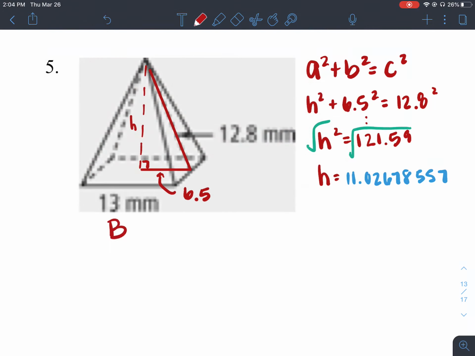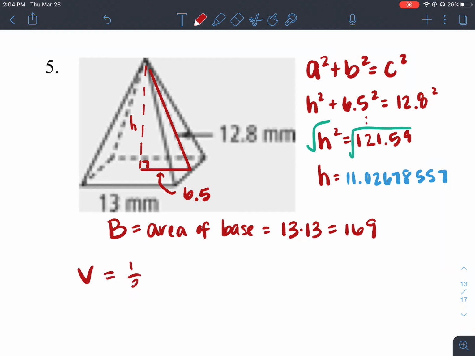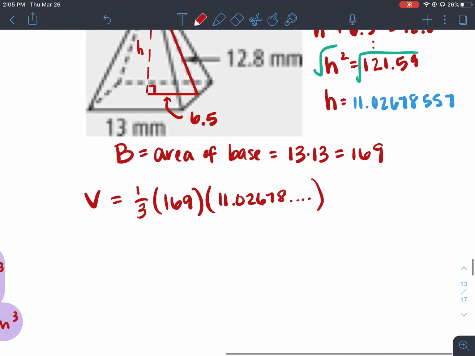I still do need to know my capital B, which remember that's the area of the base. So for us, that's going to be 13 times 13, or 169. So then my volume is 1/3 my area of my base times my height, which is 11.02678, blah, blah, blah. And I want to use that really long decimal if I can.